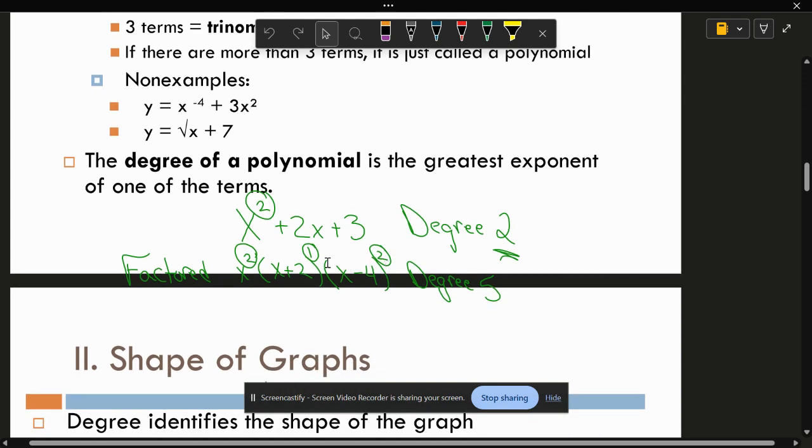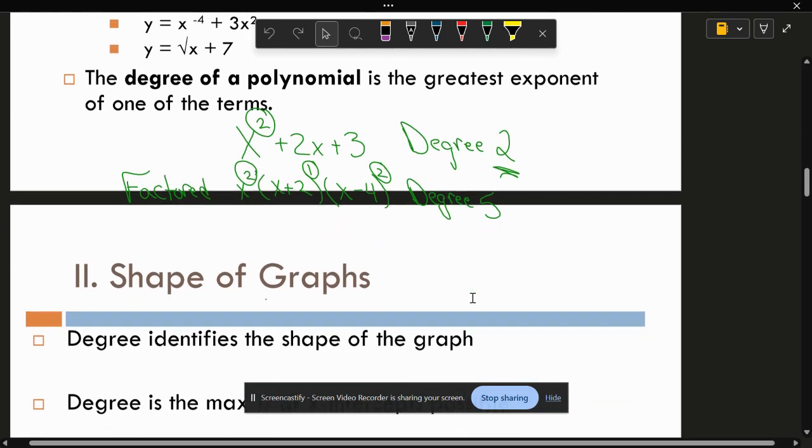Whereas factored form is a little different. With factored form, we have to make sure that we add all of our exponents together in order to get our lead degree. Because if we FOILed everything out, big picture, we would have a fifth degree polynomial.